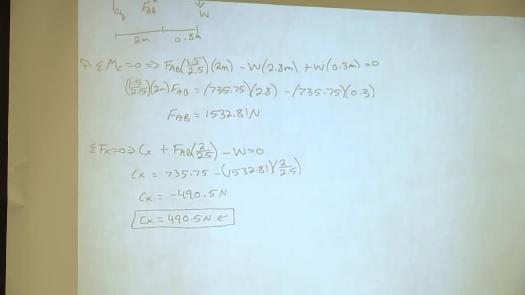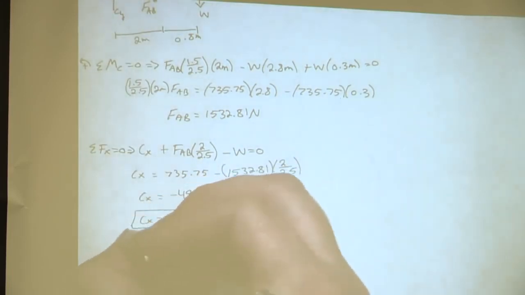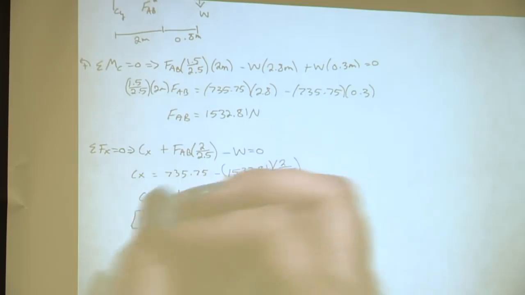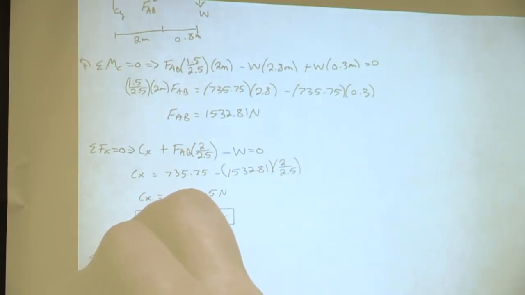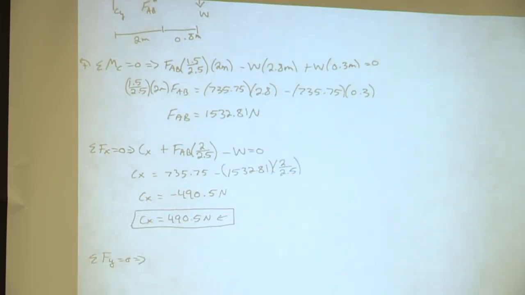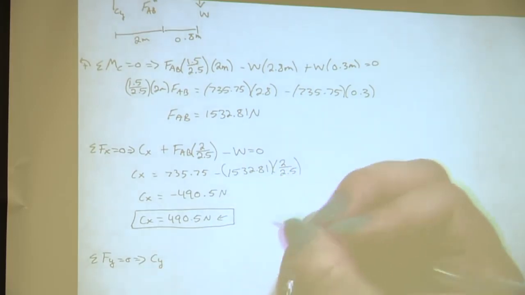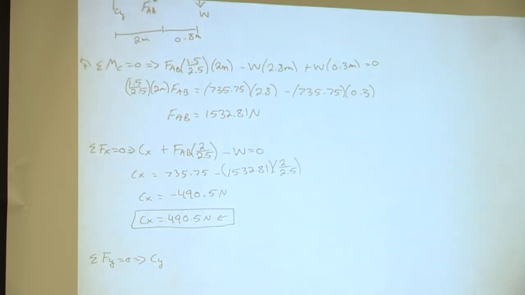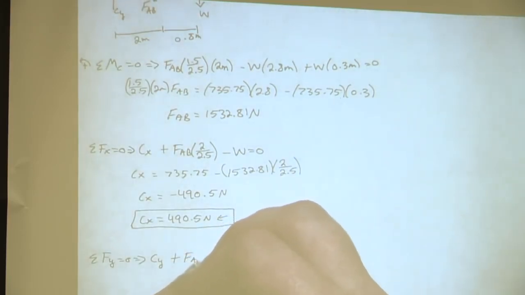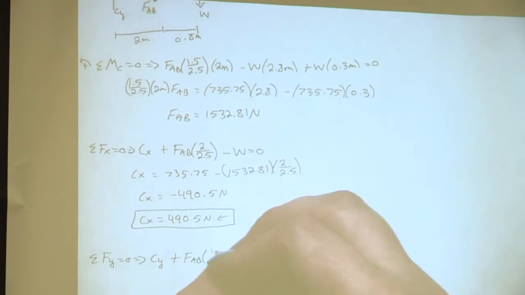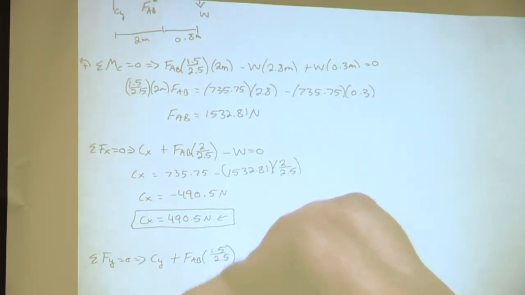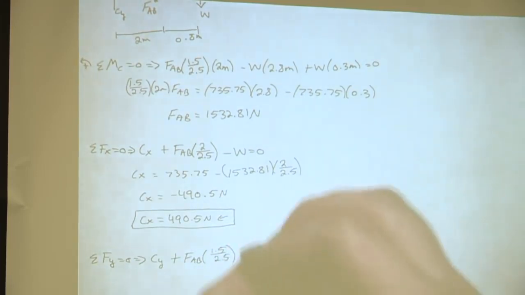Support reaction CY. Okay, awesome, so CY. And then what equation should we use? Sum of forces in the y direction. Awesome, so sum of forces in the y is equal to 0. And how many terms should we have in our equation? 3. Okay, awesome, so we have CY, since we list it as positive, we leave it as positive. What else? FAB. FAB, is it positive or negative? Positive. 1.5 over 2.5. Okay, so 1.5 over 2.5 gives you its vertical component. And then what else do we have? Minus W. Minus W.